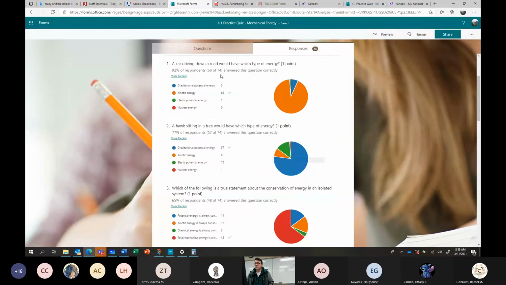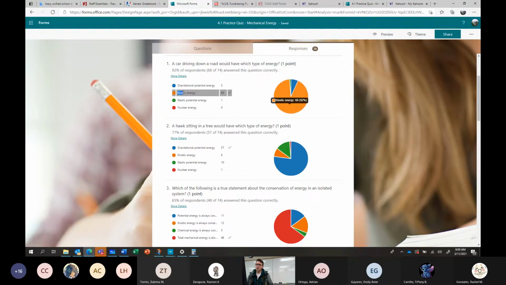But let's look at these particular questions. So number 1, we have a car driving down a road. What type of energy is that? That's going to be kinetic energy. This just comes down to a simple definition, essentially. Kinetic energy is the type of energy associated with movement.